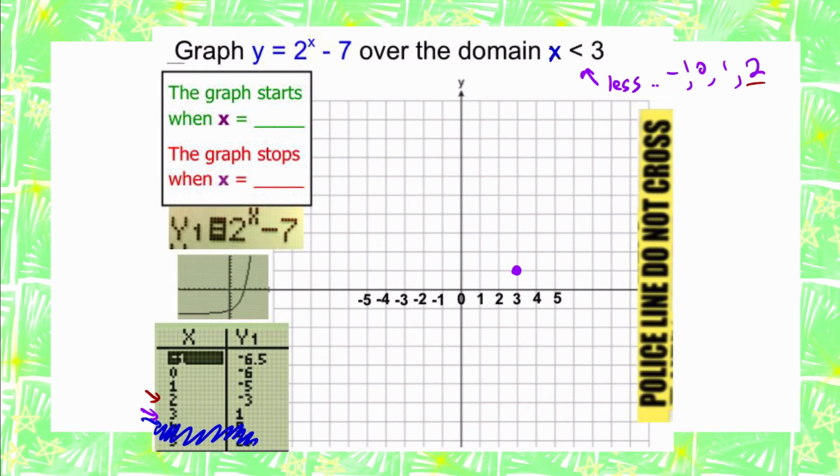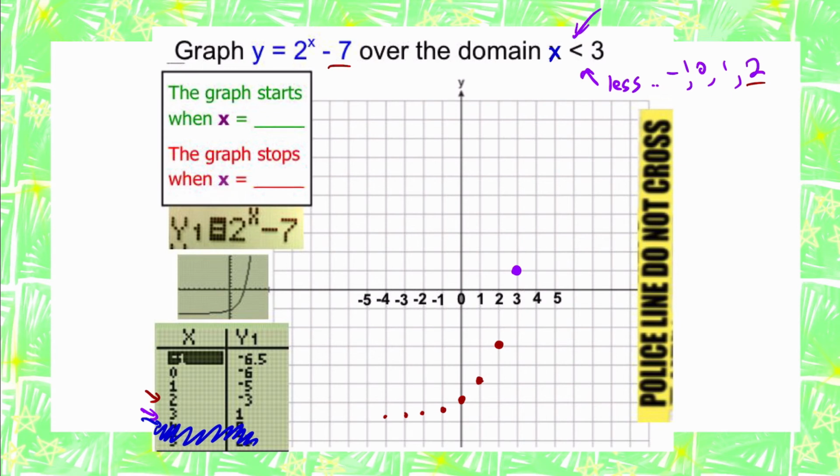All right, so I'm going to start plotting. So 2, -3, and then 1, -5, and then 0, -6, and then -1, -6.5. And then it just gets really close to that -7. That's what that means, but it never quite touches. So let's just clean this up.